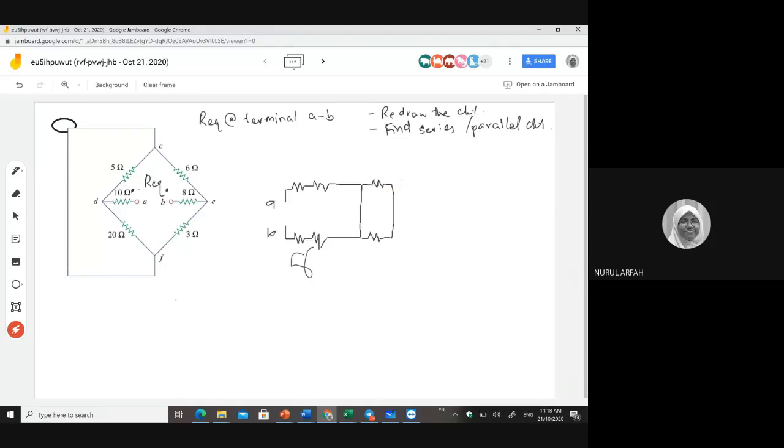Oh, okay. Then you say that this one 10, right? Okay, 10. And then this is D. And then you have 5. This is 5. Okay. And then this is C. C is connected to F. Okay. And then this is 6. And this is E. Okay. And then this is 3. Where is 8 now? Where's 8? 8 supposed to be here? Or where?